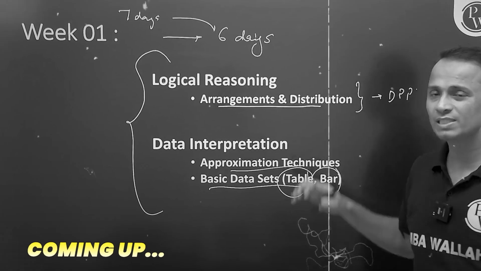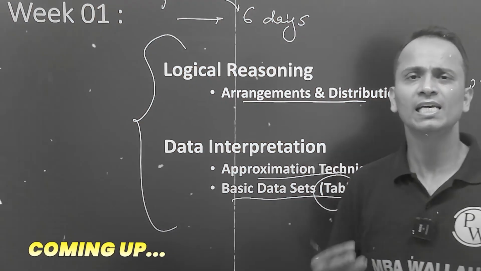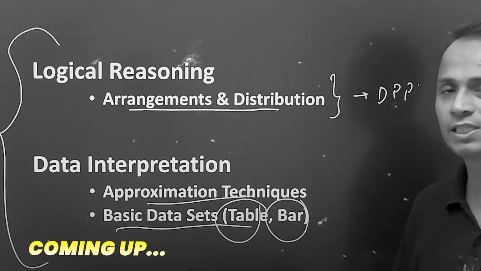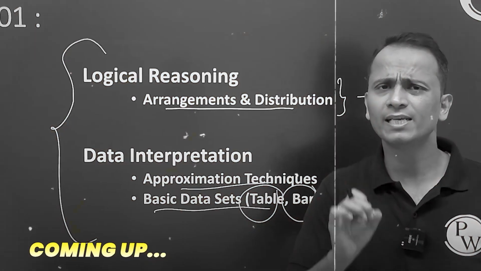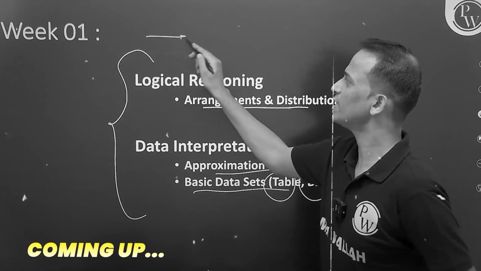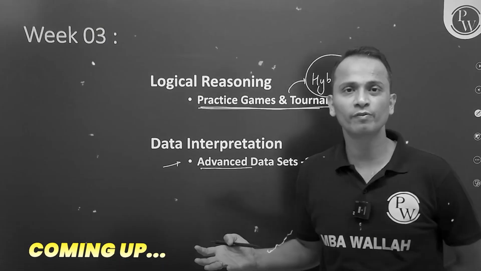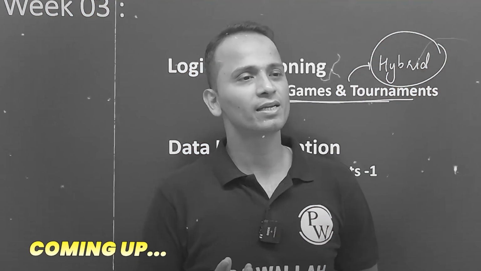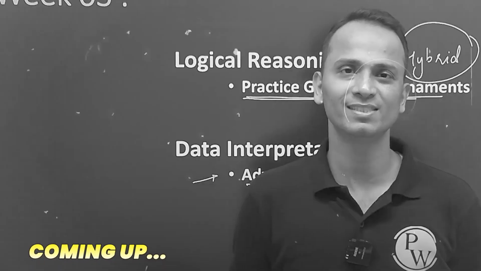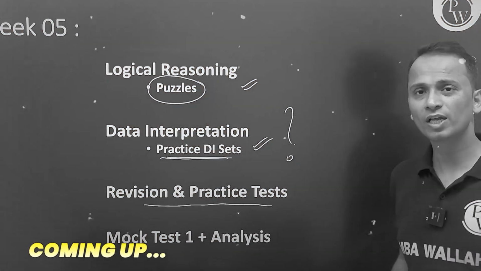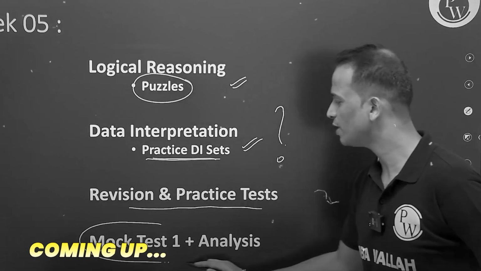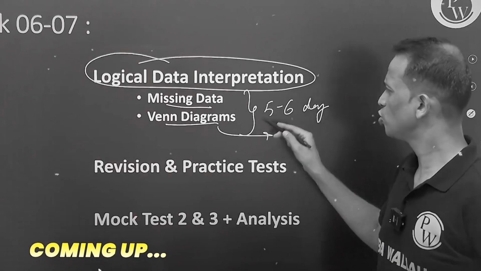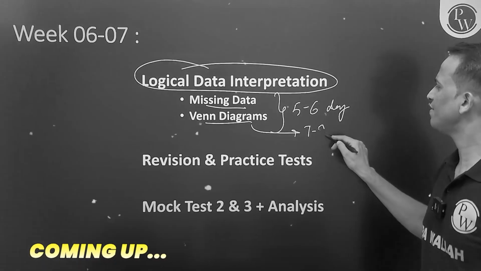The topics are arrangements and distributions, approximation techniques, and two types of basic data sets. We'll have to finish all these things in, let's say, 6 days. So give yourself a target of 6 days. Start solving the sets of advanced data sets. You will understand that there is just a hype about these sets. Revision and practice tests will continue, and like I was telling you, this is the ideal time. Venn diagram might take a little longer, so instead of 5-6 days you can give yourself 7 to 8 days.